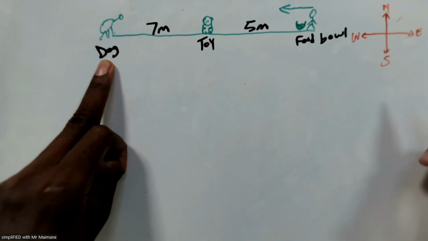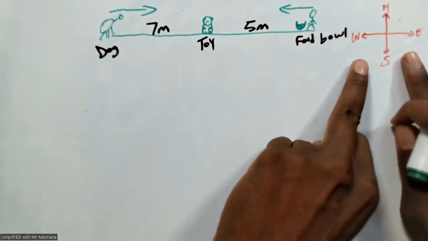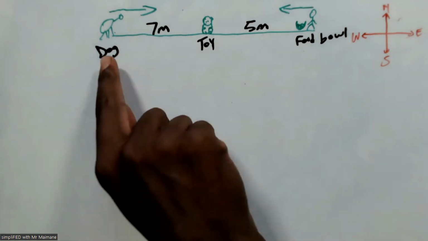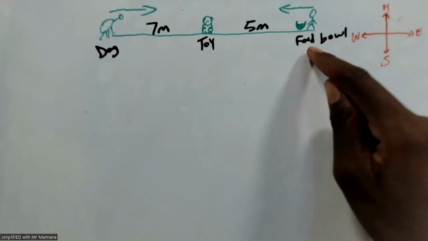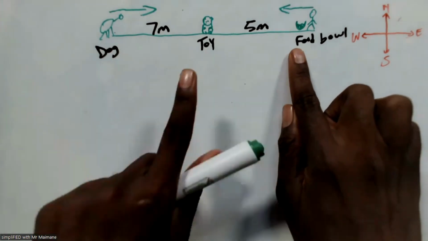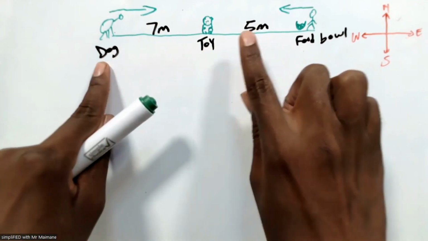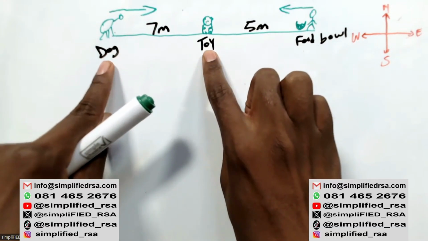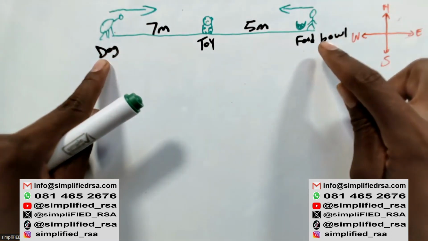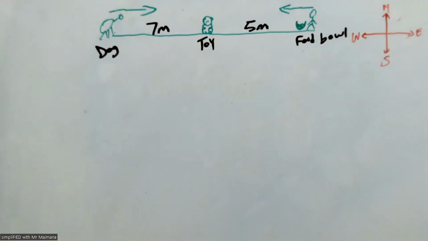Also, we see that the dog is going eastwards, according to our direction scale. So the child is going westwards and the dog is going eastwards. The distance between the child and the toy is 5 meters. The distance between the dog and the toy is 7 meters. However, the distance between the child and the dog is the addition of those, but we'll talk about that when we get to that point.